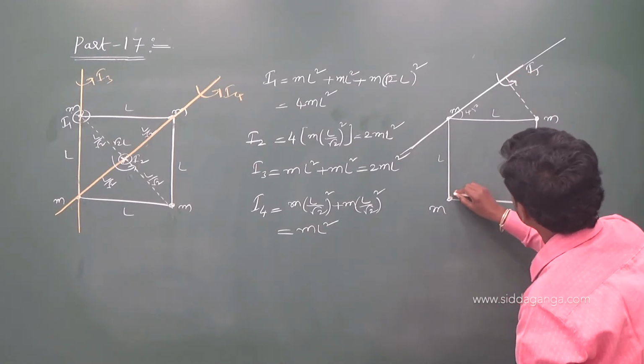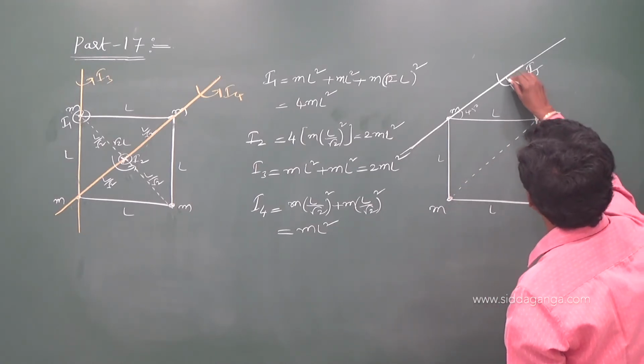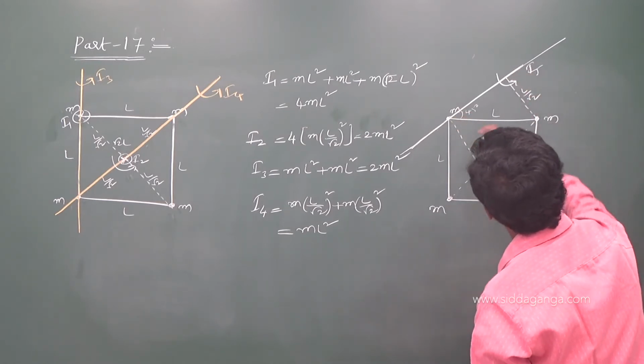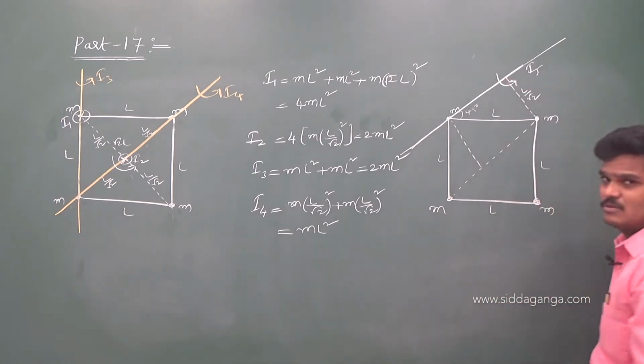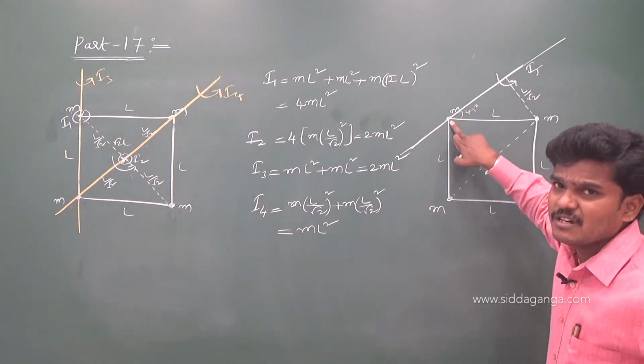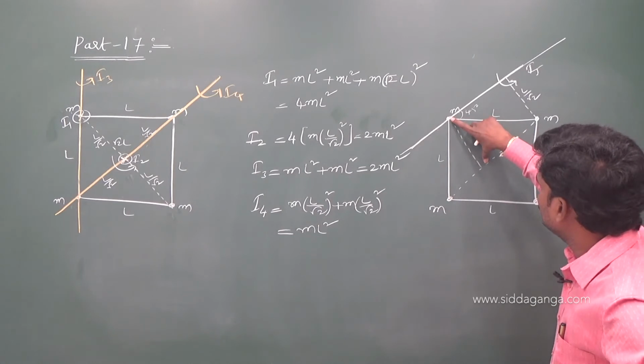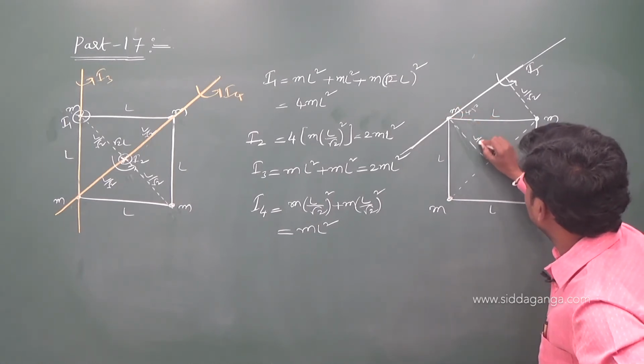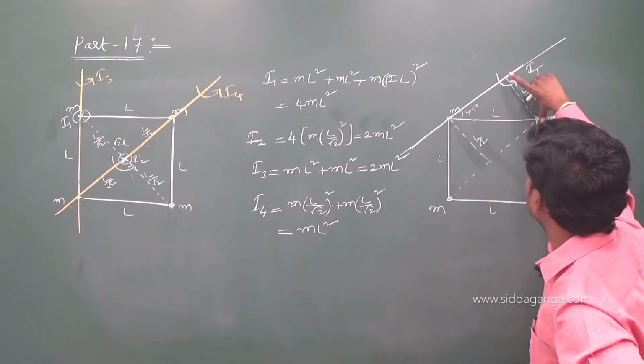How much is this value? L by root 2. Why L by root 2? This is L by root 2. If this is L by root 2, this is also L by root 2, because there is no moment of inertia for this one. So if this is L by root 2, this is also L by root 2.